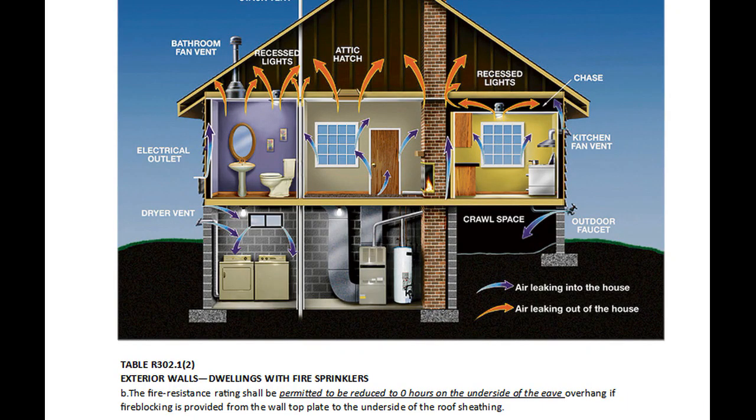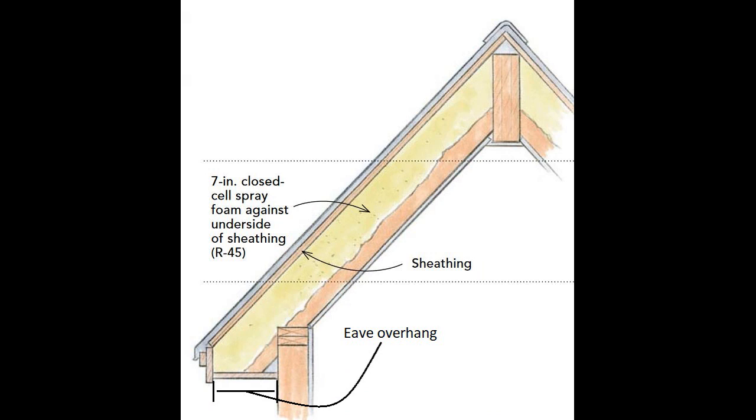Table R302.1, 2. Exterior walls, dwellings with fire sprinklers. B. The fire resistance rating shall be permitted to be reduced to 0 hours on the underside of the eave overhang if fire blocking is provided from the wall top plate to the underside of the roof sheathing.